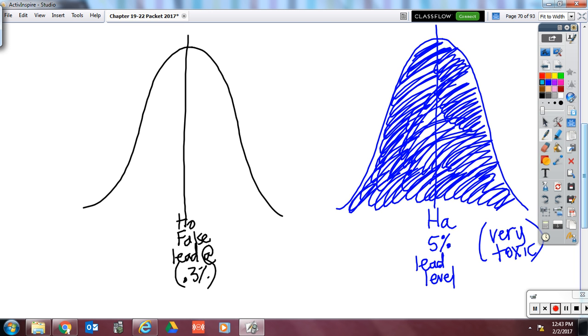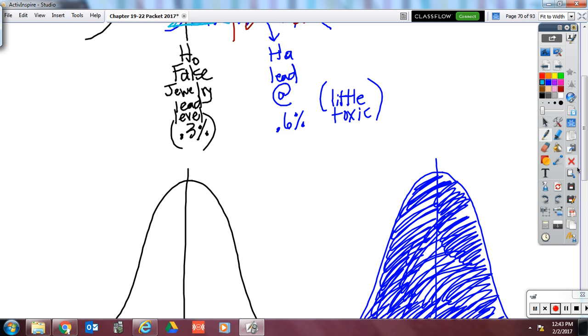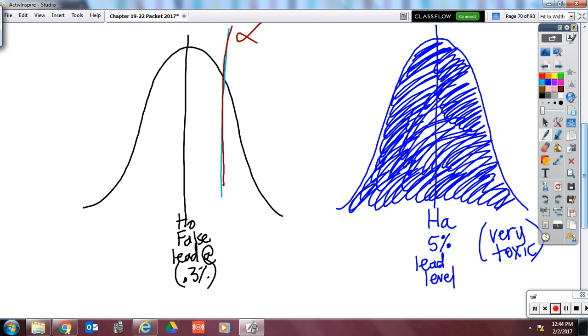Do you see this? The left is the 0.3% toxicity, but the right is like 5%. So that's huge. Now let me make my alpha the same, so let me draw that in the same place. At the same alpha, where's my power? Yeah, it's close to 100%. Probably every single sample I would get would lead me to reject the null hypothesis since it is indeed false. So this is very high power.